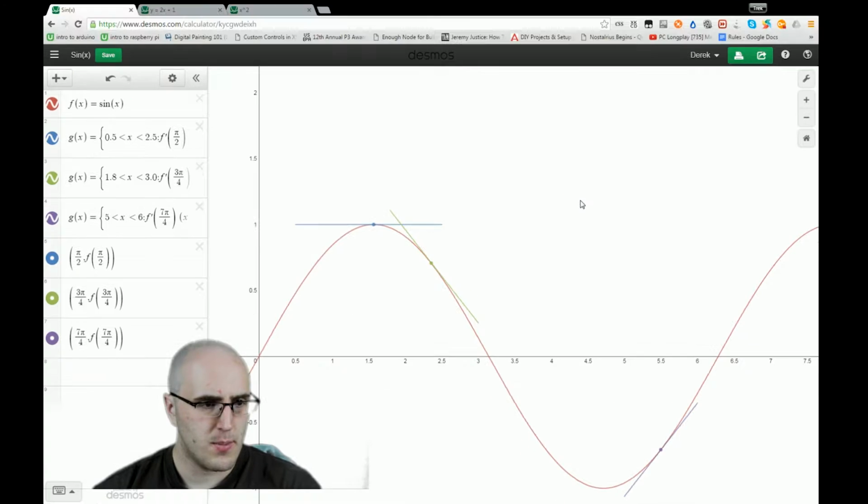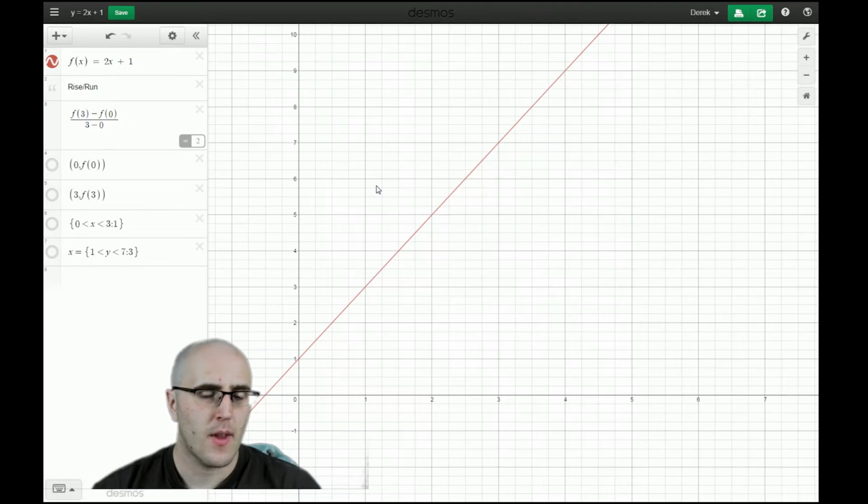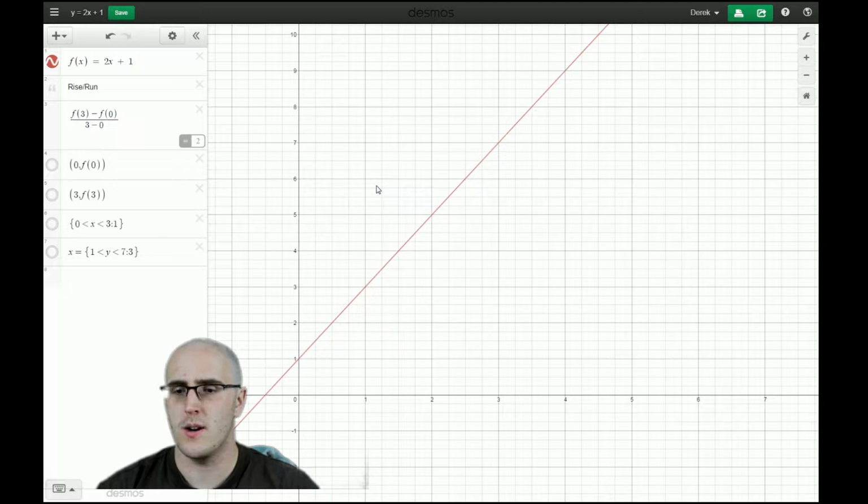Okay, let's jump over to another example. All right, so how do we find said slopes? Well, we're going to jump back many years to a process that you probably remember pretty well, but never really thought about as deeply as you could have, and that would be rise over run. If you are given a simple linear function like the one I have here, f of x equals 2x plus 1, what is its slope?